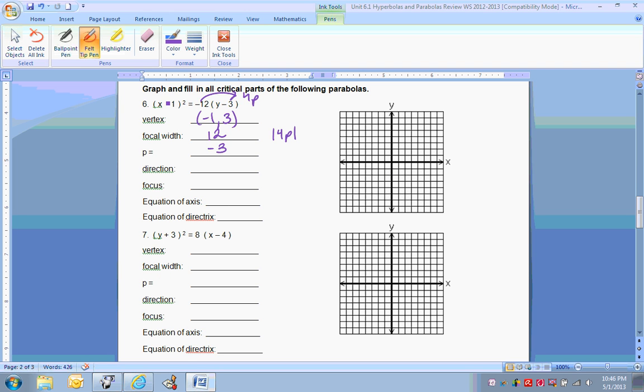And since x squared comes first, I know it's going to be vertical. And since my p value is negative, it's going to open down. So I'm going to go ahead and plot (-1, 3) as my vertex. And then I know my focus has to be 3 below my vertex. So my focus is going to end up at (-1, 0). Now my directrix has to be 3 above, since my focus was 3 below.